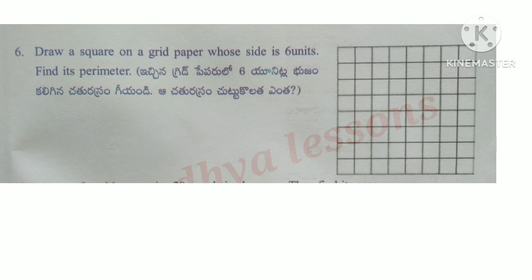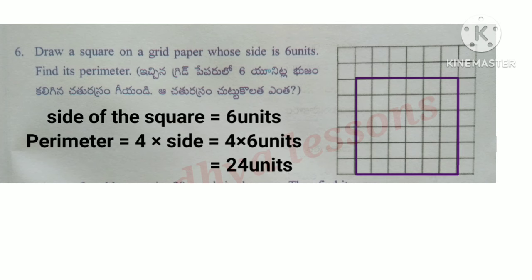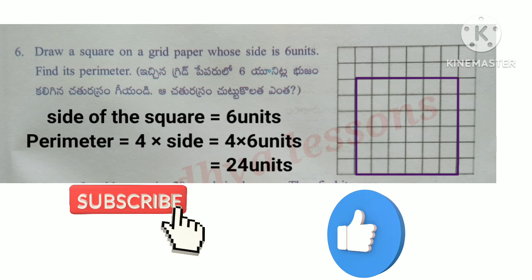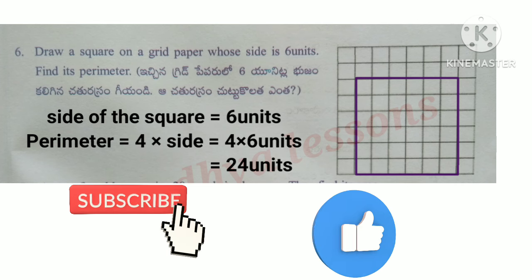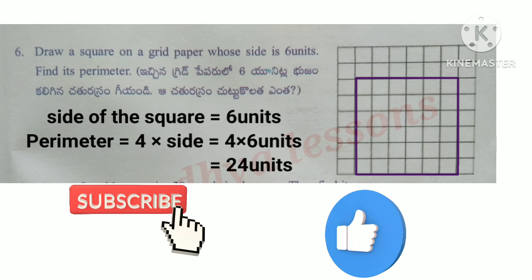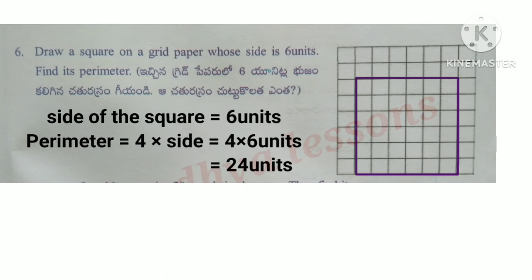Sixth problem, draw a square on the grid paper whose side is 6 units. Find its perimeter. Solution, side of the square is equal to 6 units. Perimeter is equal to 4 into side, that is equal to 4 into 6 units, which is equal to 24 units. Perimeter is equal to 24 units.